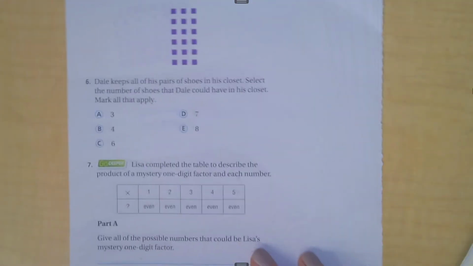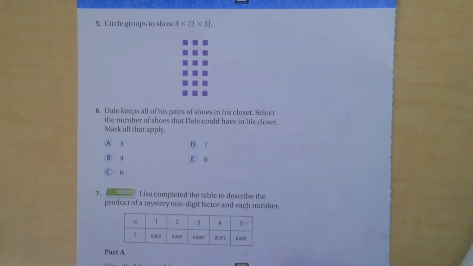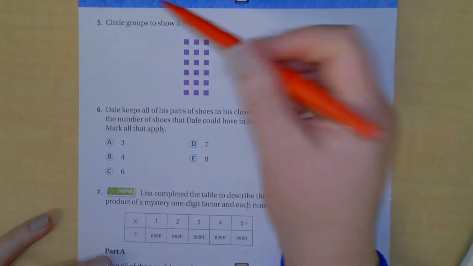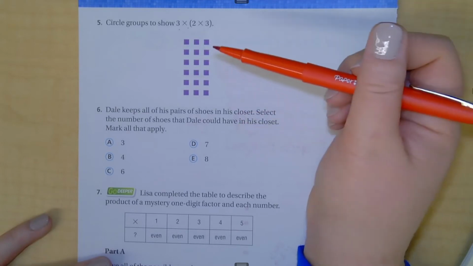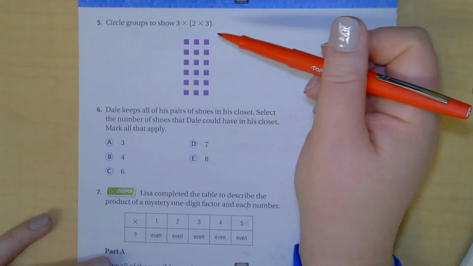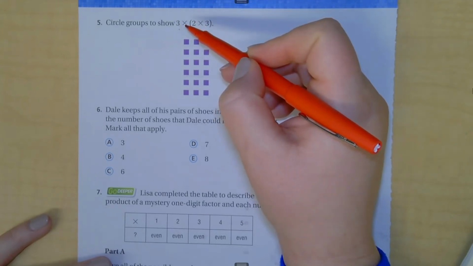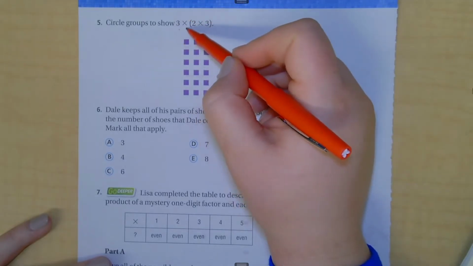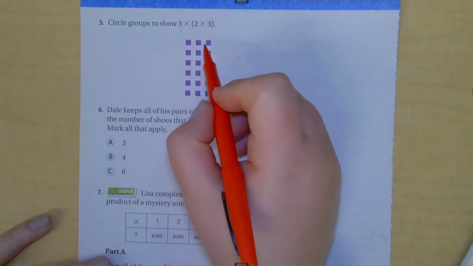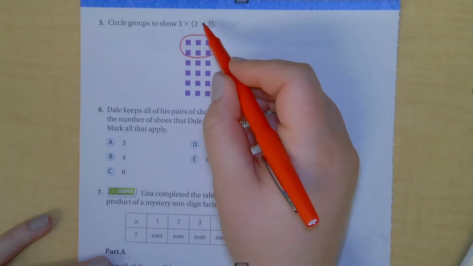All right, flip it over. Circle groups to show 3 times 2 times 3. All right. I want you to think of this as groups of. So I need 3 groups, and each of those groups has 2 rows of 3 in them. Okay? So 3 groups of 2 rows of 3. So here's 2 rows of 3. Okay, you see that? 2 rows of 3.